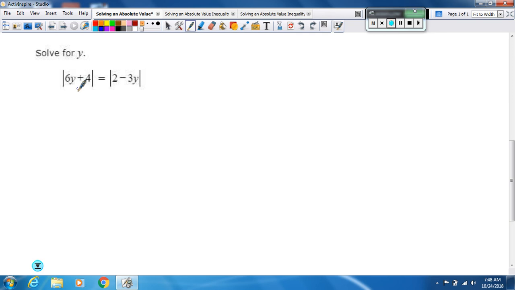The next one, again, because you have absolute value signs on both sides of the equal sign, you have to split it into two different equations. So the first one is to just write it down like it looks: 6y plus 4 equals 2 minus 3y. And then the next one, you write down the part in front of the equal sign, you leave that alone, and everything after the equal sign, you change a sign. So it'll become a negative 2 and a positive 3y.